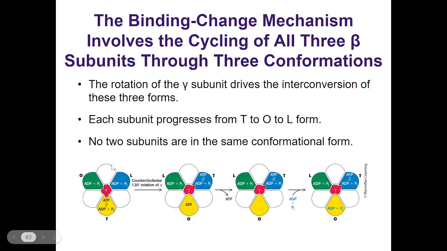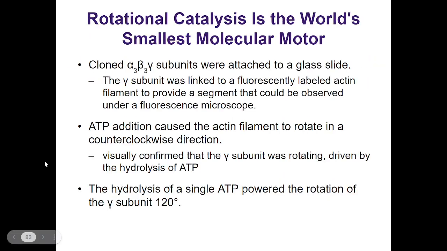And that's going to move in this form. Okay, so the cloned alpha 3 beta 3 gamma subunits are going to be attached to a glass slide. The gamma subunit was then linked to a fluorescence labeled actin filament. This provided a segment that could be observed under the fluorescence microscope. The ATP addition caused the actin filament to rotate in a counterclockwise direction. This visually confirmed that the gamma subunit was rotating, driven by the hydrolysis of ATP.